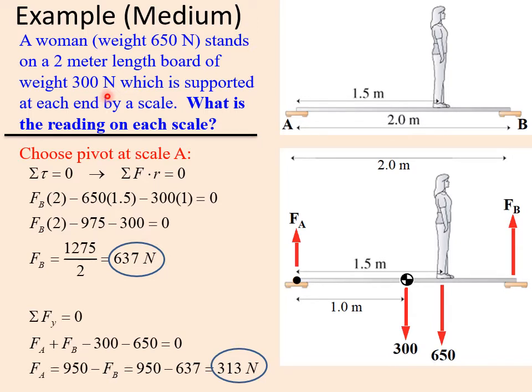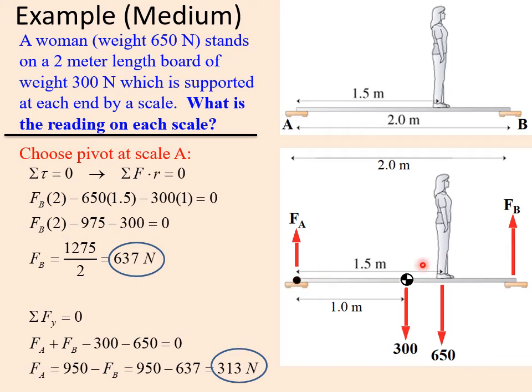So how do we do this? Well, again, this is an example of static equilibrium. So we have to make sure the torques and the forces all go to zero when we add them up. So we have to pick a pivot again. Let's choose our pivot at one of the scales. So let's just pick A over here. So the sum of the torques about this pivot has to be equal to zero.